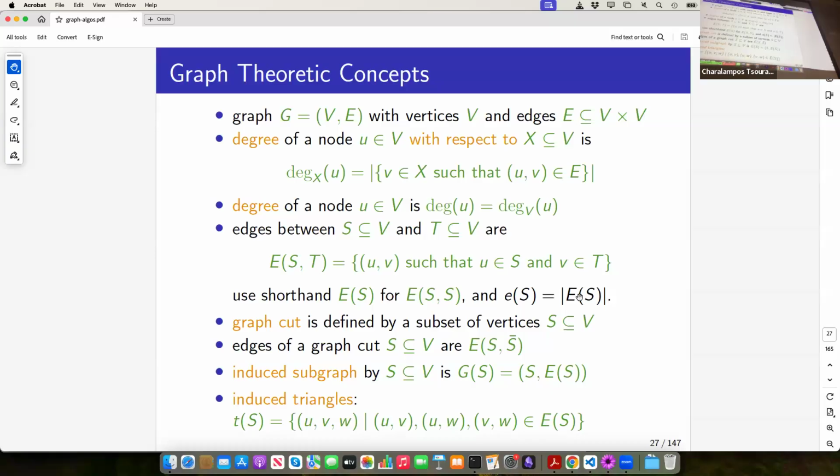So the graph cut in general is defined by a set of vertices. So I give you a set of vertices, maybe a set of you here, and within a social network, this defines a partition of the social network to this set of students who attend this venue compared to the rest of the social network. This is a cut. And naturally, we have the edges between S and the complement of S. So basically, the rest of the nodes, I use this notation for the complement. And this notation I use for the induced subgraph. And we will also be discussing triangles. So the induced triangles are the triangles where you have three edges, and all the endpoints are within the set S.